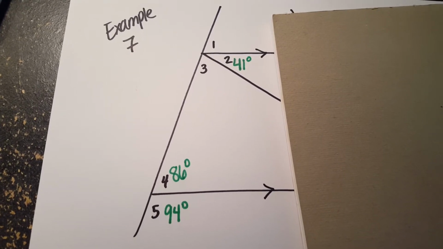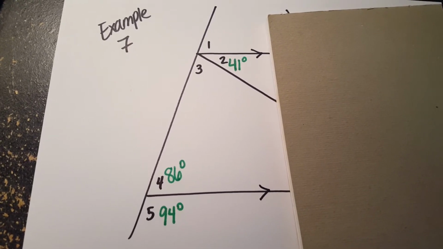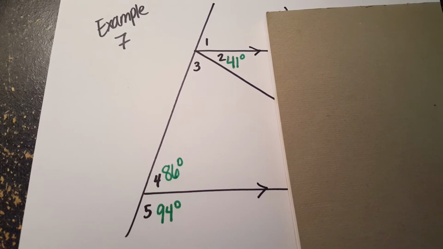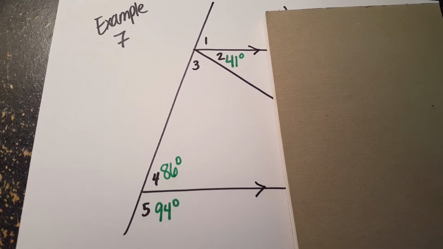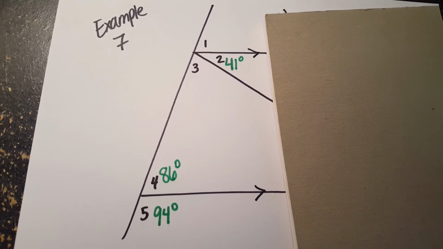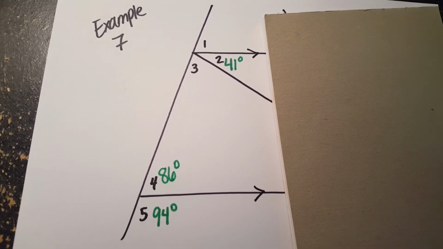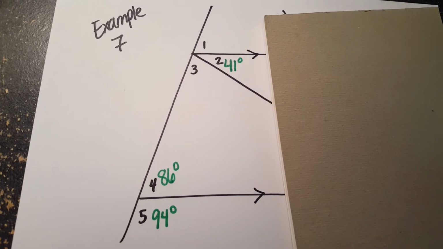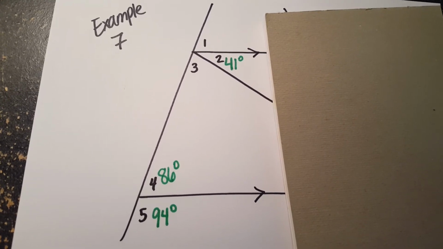Okay, the next thing that I notice is that angle 4 and angle 1 are corresponding angles. Look at that. Angle 4 and angle 1 are corresponding angles. But that means they're congruent since the lines are parallel. So angle 1 has to be 86 also.